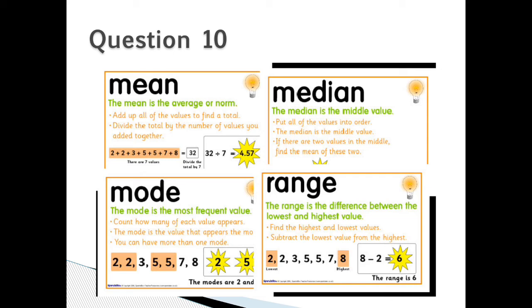The mode is the most frequent value. You count how many of each value appears. The mode is the value that appears the most. You can have more than one mode. The range is the difference between the lowest and the highest value. So you find the highest and lowest values and subtract the lowest value from the highest.